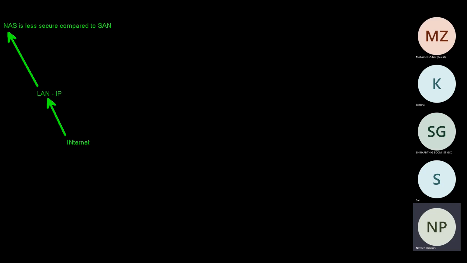But when it comes to SAN, SAN is more secure because SAN is not involved with any IPs. SAN is a dedicated network which has no connectivity to the internet. The HBAs and the FCAs, their working mechanism also adds an additional layer of security to a SAN network. Not only that, when you compare NAS with SAN, SAN will give you a better performance.